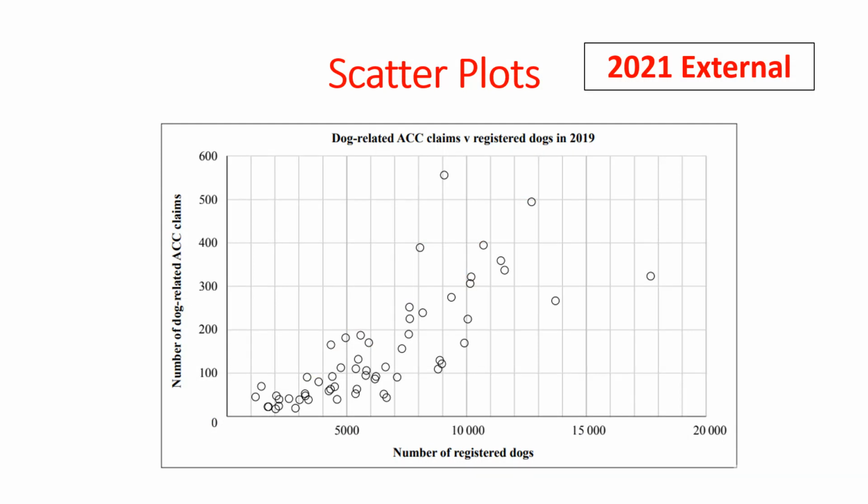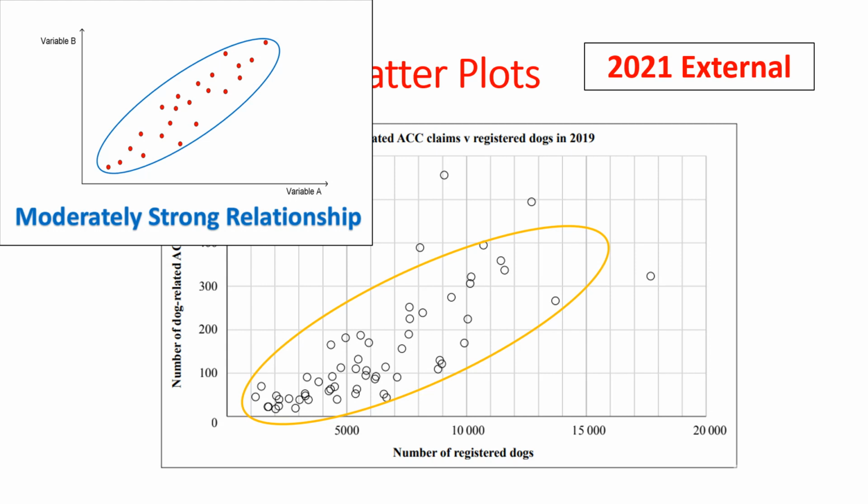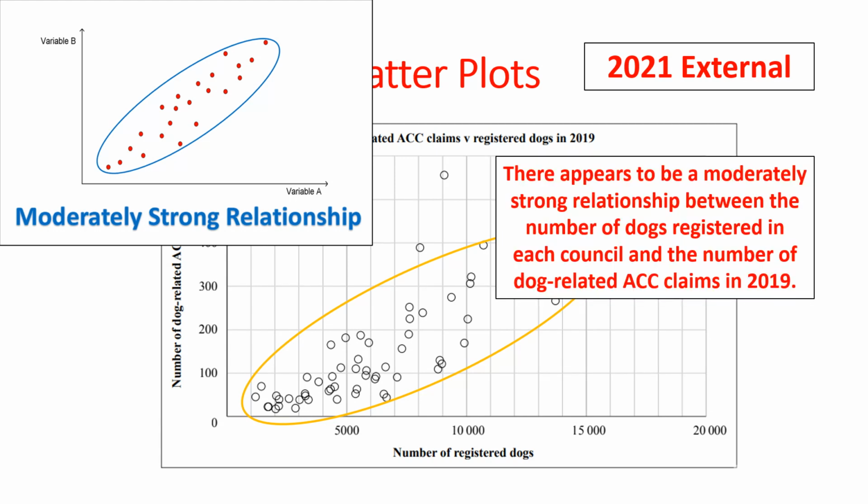Back to our 2021 example, I'm going to draw my oval. Now notice I've missed out a few points. That's not vital. But if I compare it back, this is a moderately strong relationship. So I'm going to say there appears to be a moderately strong relationship between the number of dogs registered in each council and the number of dog-related ACC claims during the year 2019.